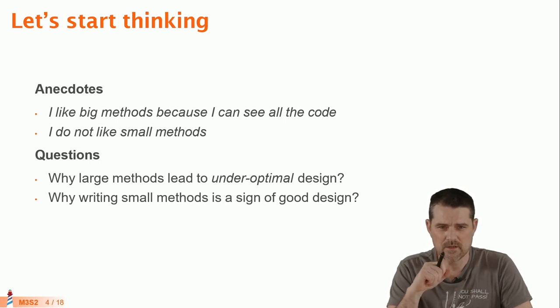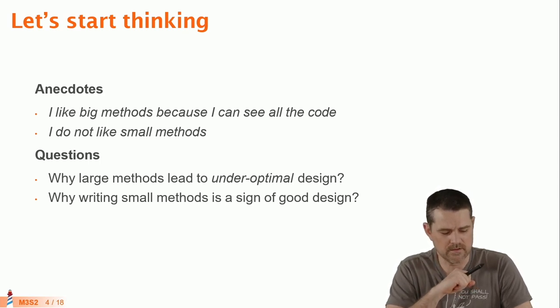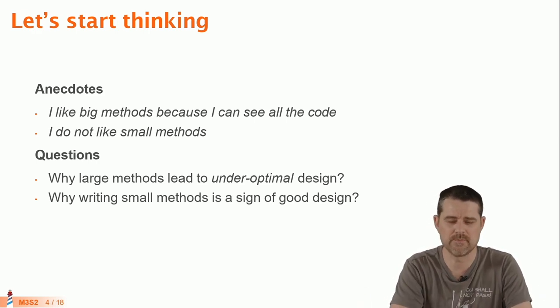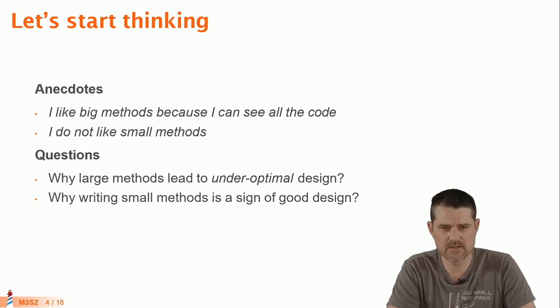Sometimes you may hear anecdotes like, I like big methods because like that I can see all the code in one place. Or, I do not like small methods because the code is scattered in different methods. And the questions are, why do large methods lead to sub-optimal design? And why is writing small methods a sign of good design? We will try to answer that by looking at examples.